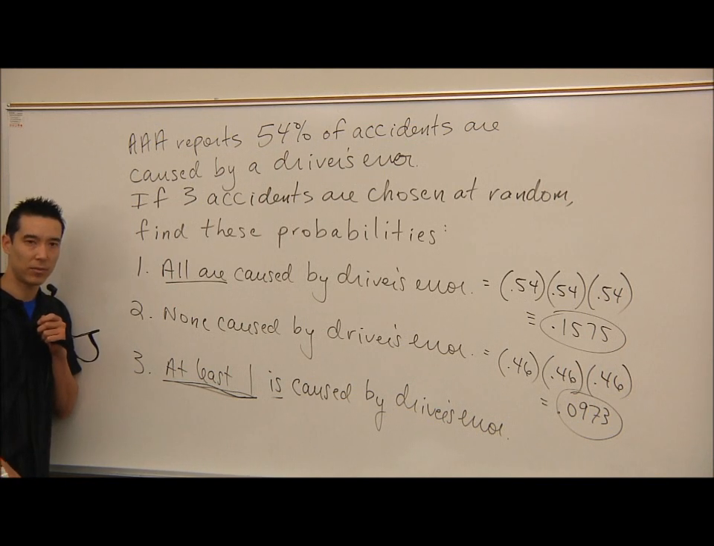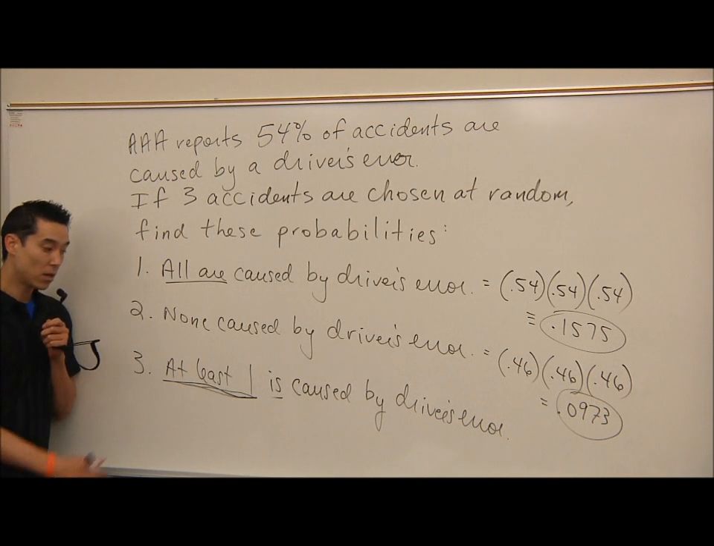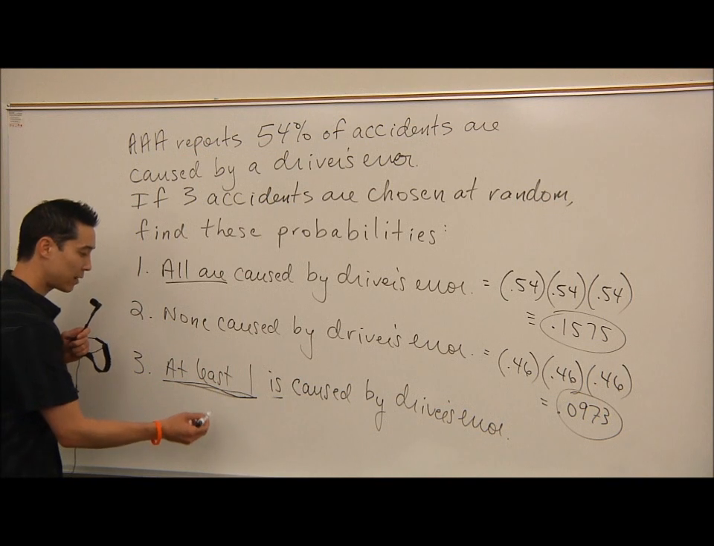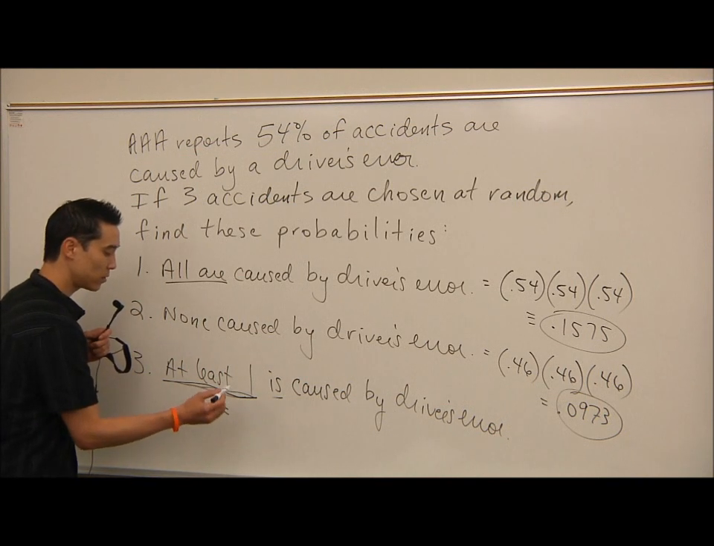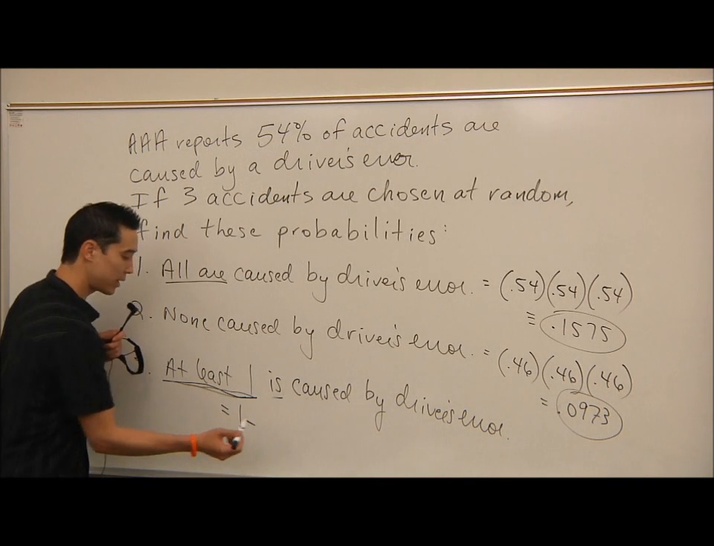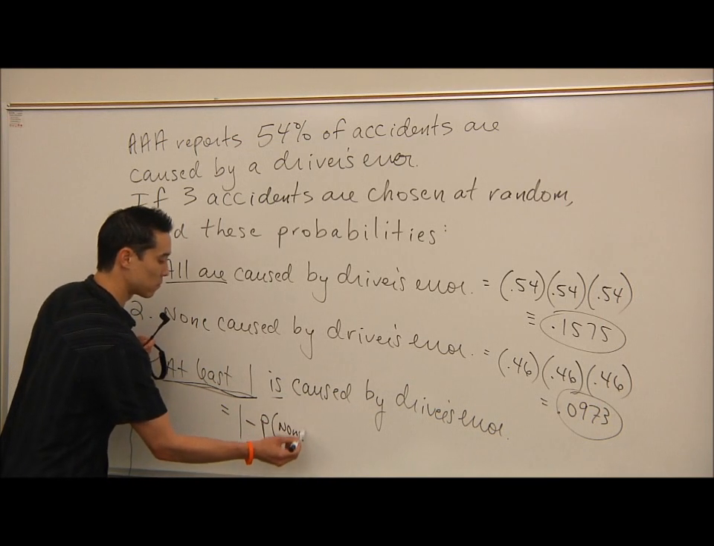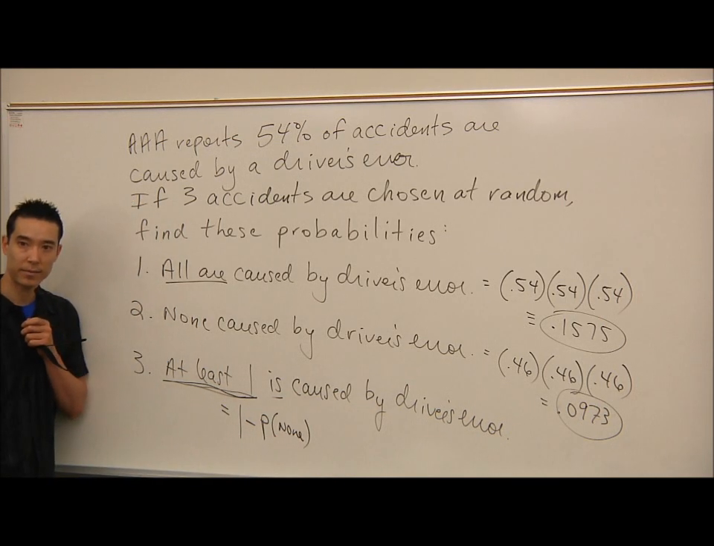And I think I did the example, if we take at least one test in this class, well, what's the opposite of taking at least one test? Taking no tests. That's the opposite, okay? So the way you solve this problem, the probability of at least one is equal to the complement, one minus the probability of none. Okay? So again, at least one is one minus the probability of none.